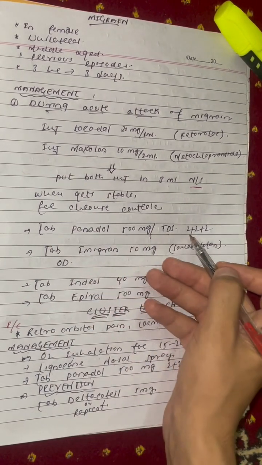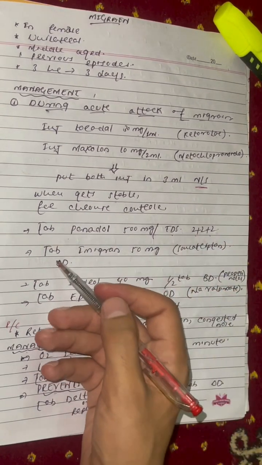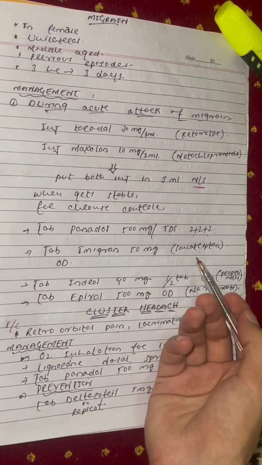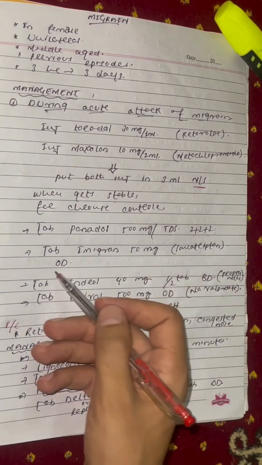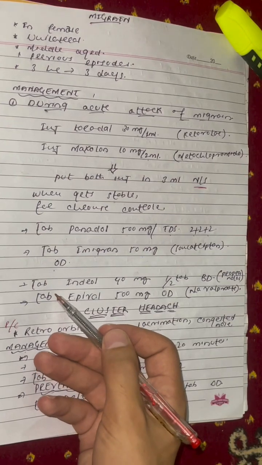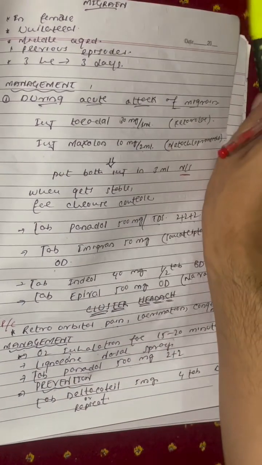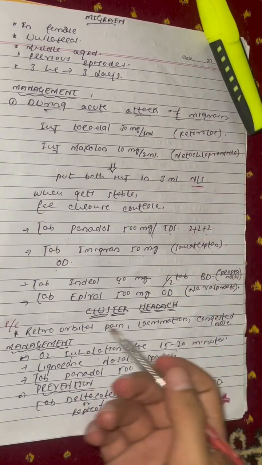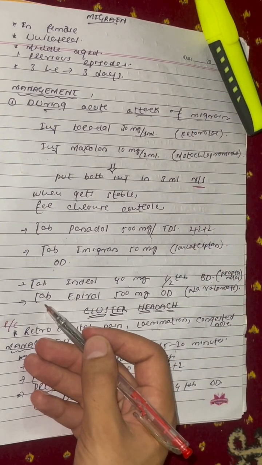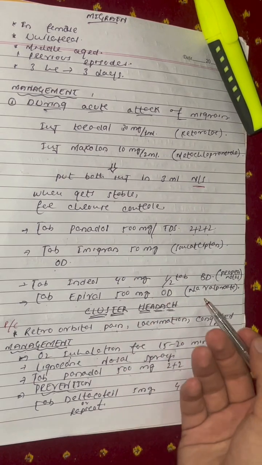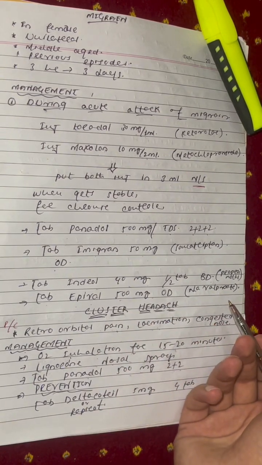And now when the patient gets stable, for chronic control, I will write Panadol 500 milligram TDS, 2 tablets, right? Tab Imigron 50 milligram, which is basically sumatriptan, OD. I will write Tab Inderal 40 milligram, half tablet BD, which is basically propranolol, right? And I will also write Tab Epiwal 500 milligram OD, which is sodium valproate, right?